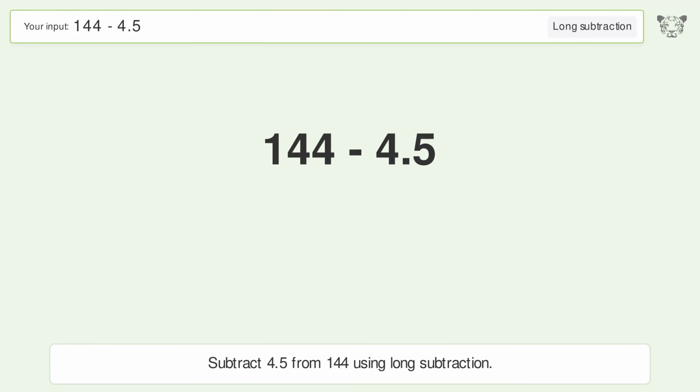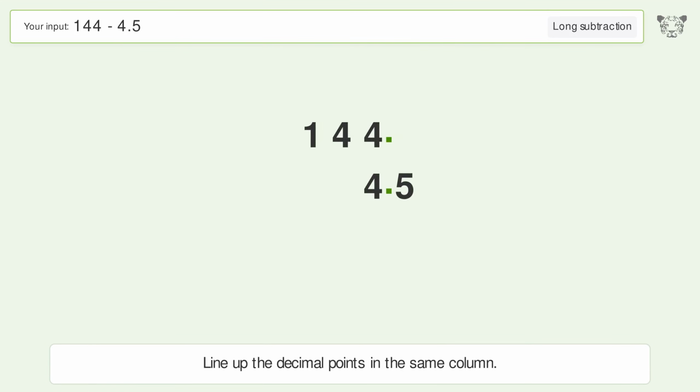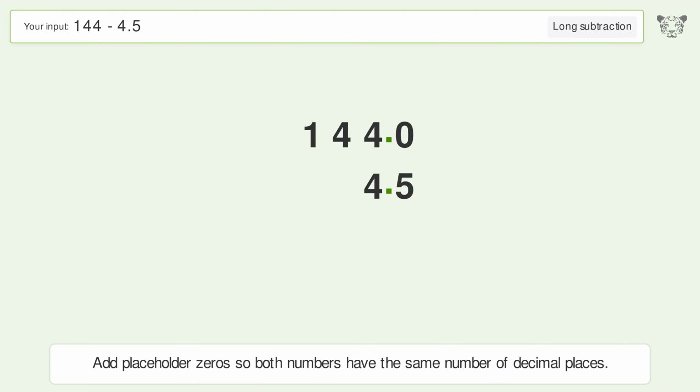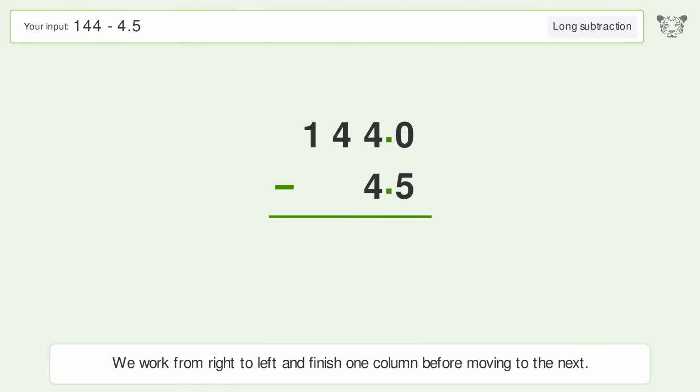Subtract 4.5 from 144 using long subtraction. Line up the decimal points in the same column. Add placeholder zeros so both numbers have the same number of decimal places. We work from right to left and finish one column before moving to the next.